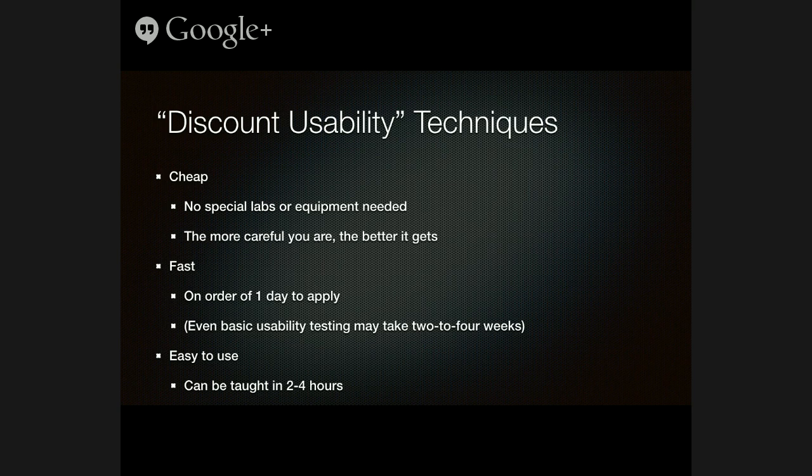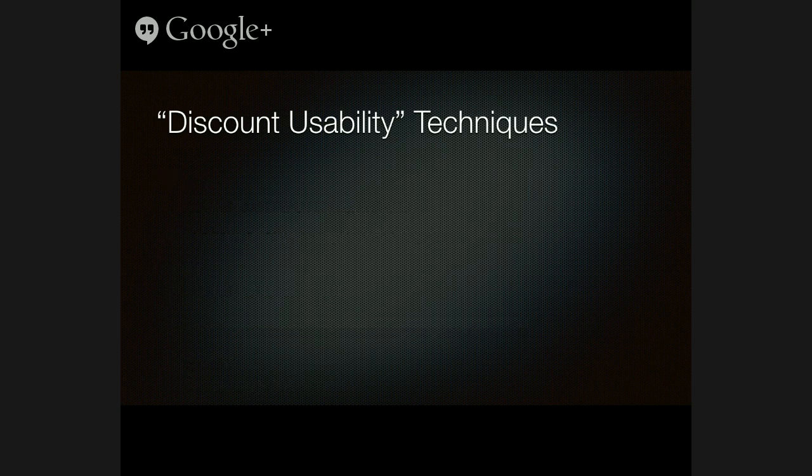Very fast. You can spend a day doing a heuristic evaluation instead of 2 to 4 weeks doing a basic user study. And then it's also very easy to actually do. Most of the people in this class, I would consider competent to run a heuristic evaluation at this point, whereas most of you I would not yet consider competent to go out and do a full-scale user study. There's just a serious difference in training in terms of what it takes to get ready to do these things. So what are the discount usability techniques? Things like heuristic evaluation, where you use a predetermined list of criteria.